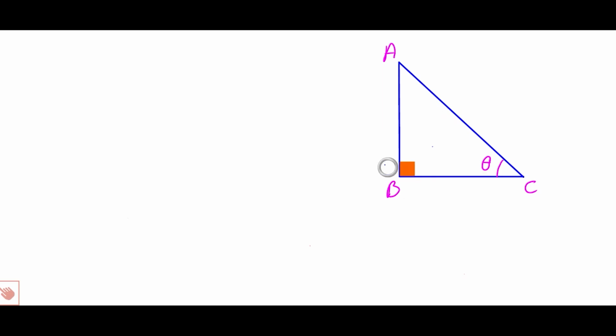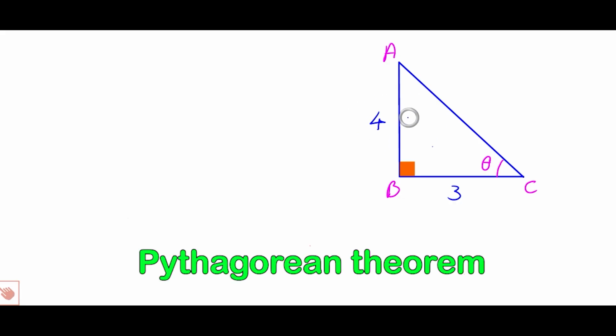Now take a look at this right triangle with sides 3 and 4. According to the Pythagorean theorem, the hypotenuse of this triangle is 5. Let me explain the Pythagorean theorem real quick. Suppose we have a right triangle with sides A and B, and C is the hypotenuse. In that case, we have a famous formula: C squared is equal to A squared plus B squared.